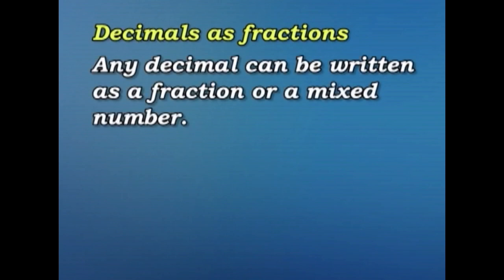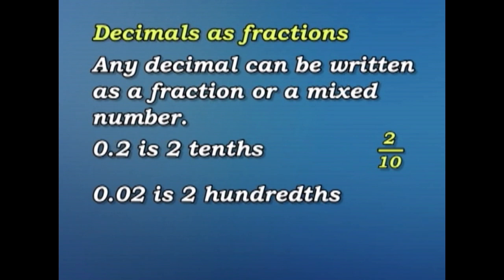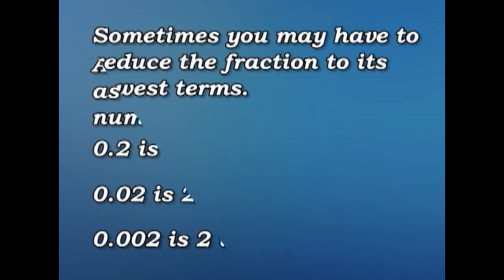Any decimal can be written as a fraction or a mixed number. 0.2 is the same as 2/10, which is 2 over 10. 0.02 is the same as 2/100, and we write 2 over 100. 0.002 is 2/1000, and we write 2 over 1,000.